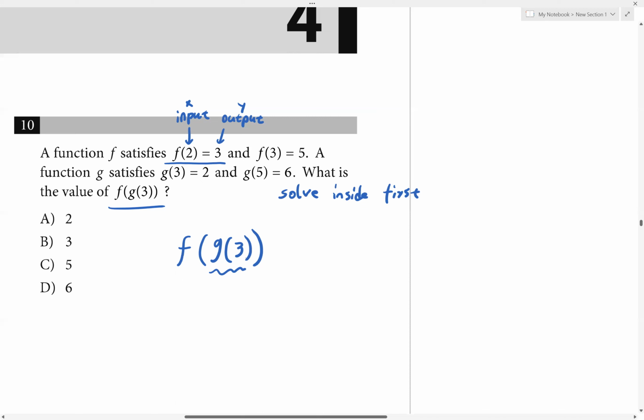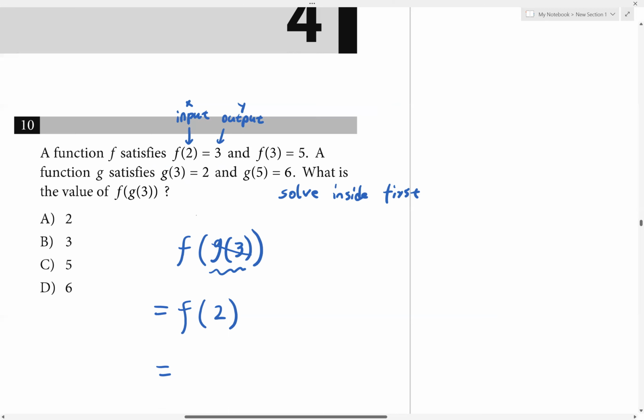So, what's g of 3? They did give us that. If you look at the information here, we know g of 3 equal to 2. So we can just replace g of 3 with the number 2, because g of 3 is actually equal to 2. So instead of f of g of 3, this is actually equal to f of 2.